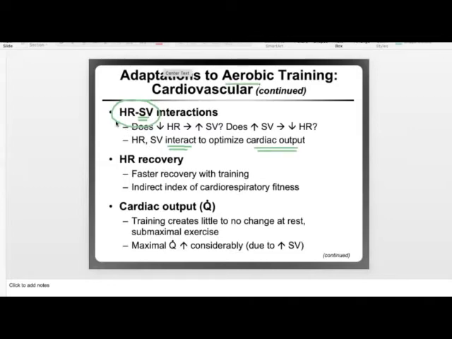Not only does your heart have to beat less because your heart is stronger and it can deliver more blood per beat, but your heart rate will also recover faster with training. And remember, your cardiac output is equal to heart rate times stroke volume. So although the heart rate is reducing, because the stroke volume is increasing in a higher capacity than heart rate, the cardiac output doesn't suffer because of this reduction in heart rate. It goes up because of this increase in stroke volume.